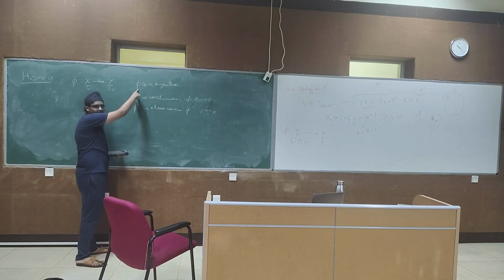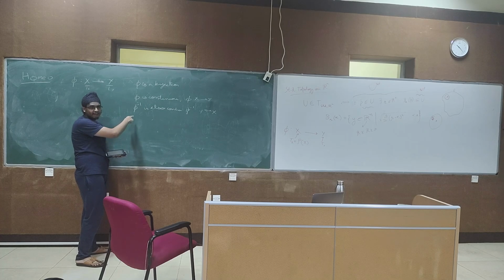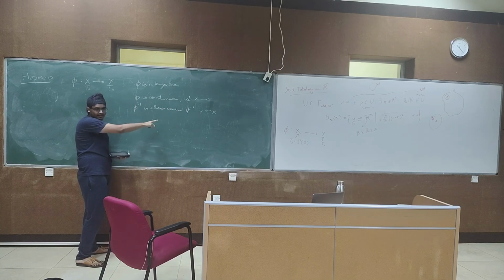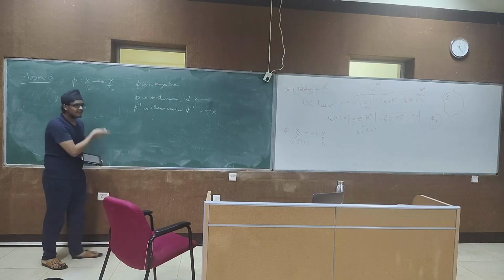Because phi is a bijection, we could define phi inverse. And once we define phi inverse, we could check for its continuity. If that phi inverse is also continuous, then only can we say that phi is a homeomorphism.